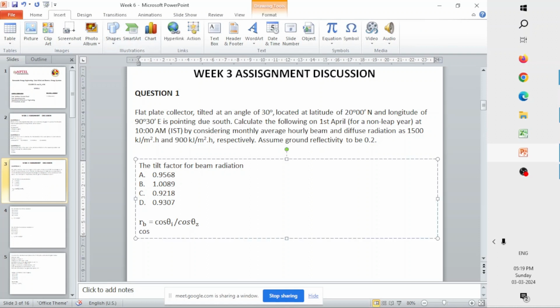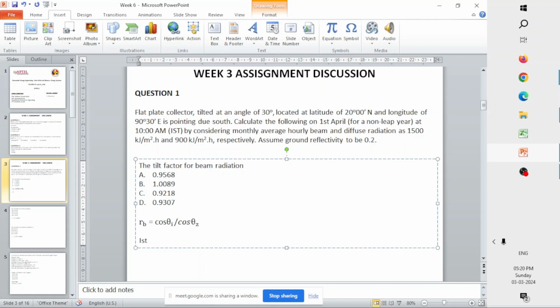So cos of theta z, or let me write cos of zenith, is equal to sin phi sin delta plus cos phi cos delta cos omega. Phi is nothing but your latitude, that value is 20, and your beta value is 30, and the hour angle and the declination angle we are supposed to calculate. So first let us write that.